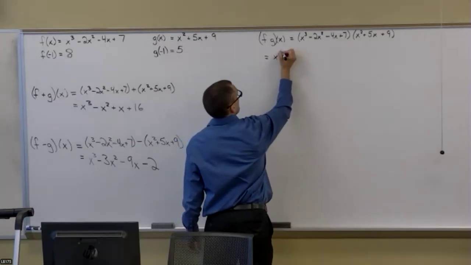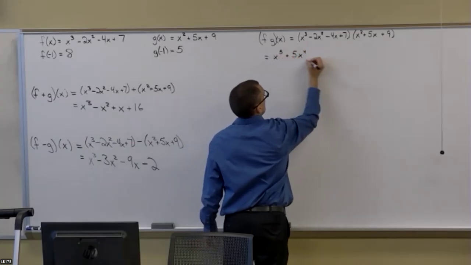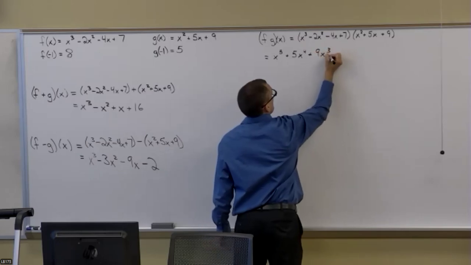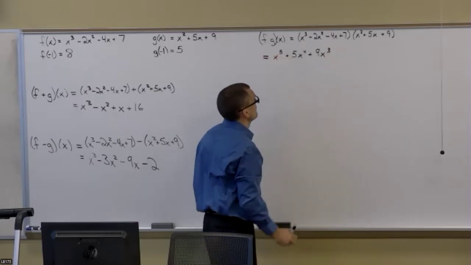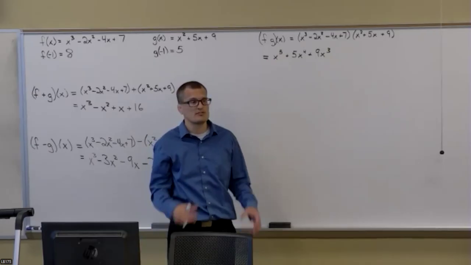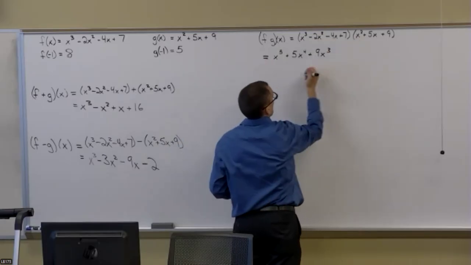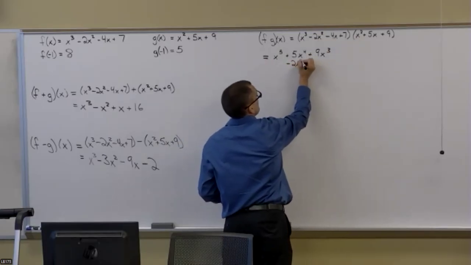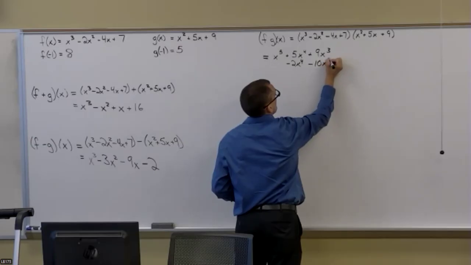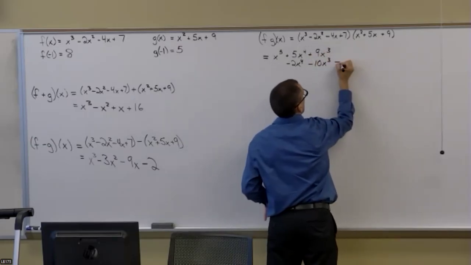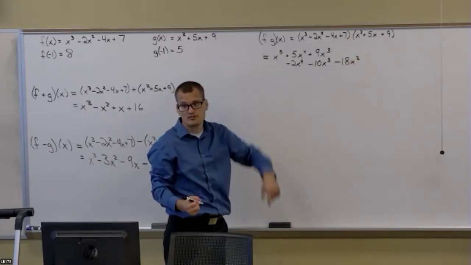We got x to the 5th plus 5x to the 4th plus 9x to the 3rd, that's 1. And if I'm okay with using multiple lines for meaning the same thing, what I can do is take negative 2x squared times x squared is minus 2x to the 4th, minus 10x to the 3rd, minus 18x squared. This is the same line, I'm just writing it underneath so it's easier to add up.